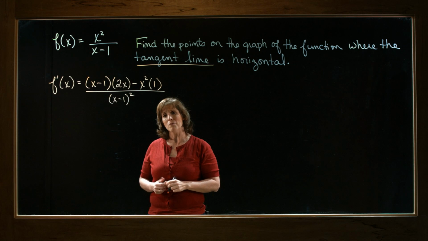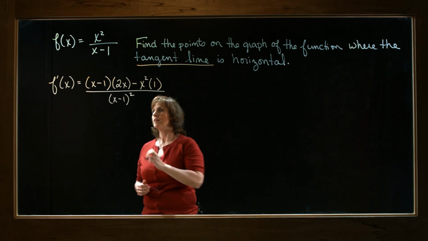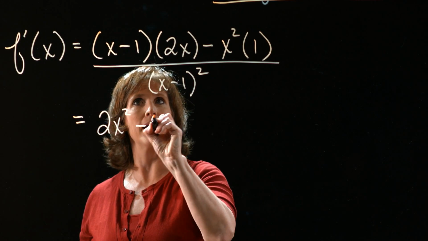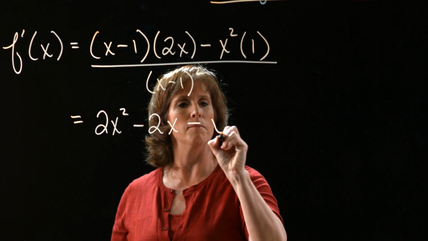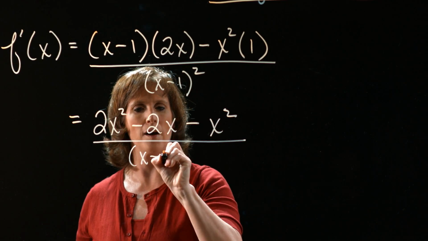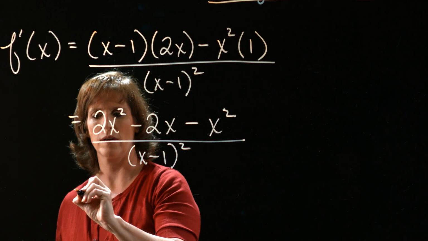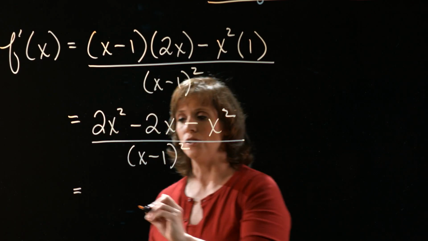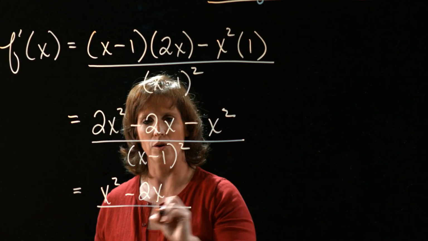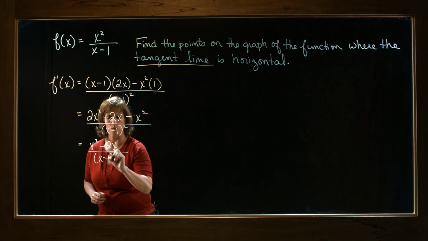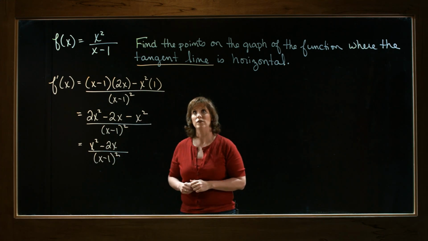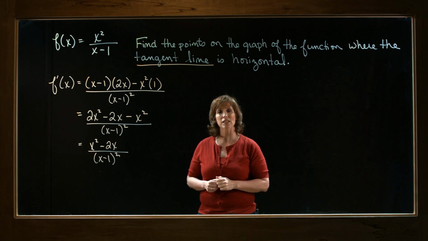That's the derivative, but I'm going to do some simplification. So I'm going to have a 2x squared minus 2x minus x squared all over the quantity x minus 1 squared, which leads to x squared minus 2x all over the quantity x minus 1 squared. Well, that's my derivative. So that should give me the slope of the tangent line.